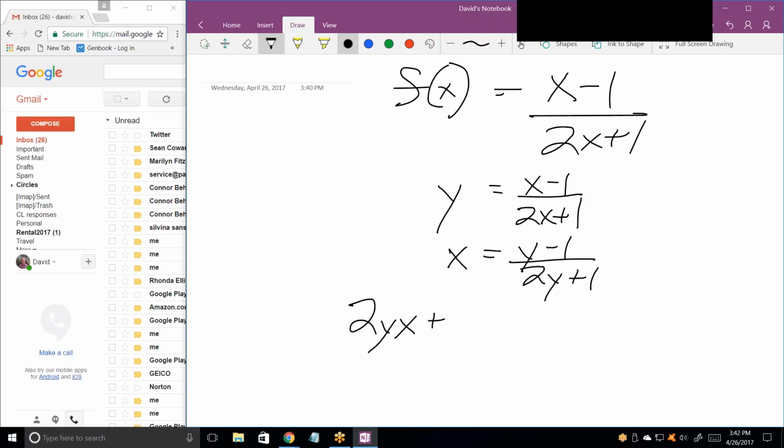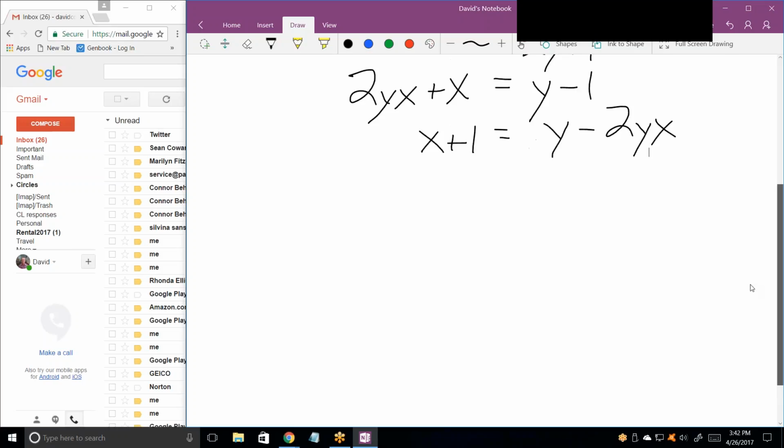Just want to make sure you know how to do each of these. Equals what? Y minus 1. Okay, and the next line? And then you get the y's alone. So maybe move the 1 over and then move the 2yx over to the other side. So I get x plus 1 equals y minus 2yx. Next line?